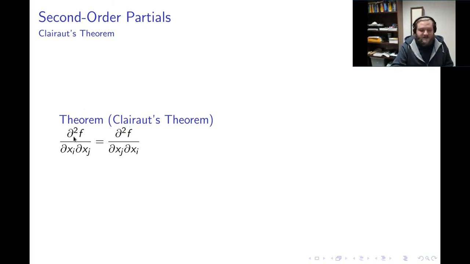Clairaut's theorem says that the second order partial of f with respect to xi and xj is the same as the second order partial of f with respect to xj and xi. In other words, the order doesn't matter. If you differentiate with respect to xi and then with respect to xj, that's the same thing as differentiating with respect to xj and then with respect to xi. So as long as you know which two variables you're using, it doesn't matter which order you do them in, so it's hard to make a mistake.